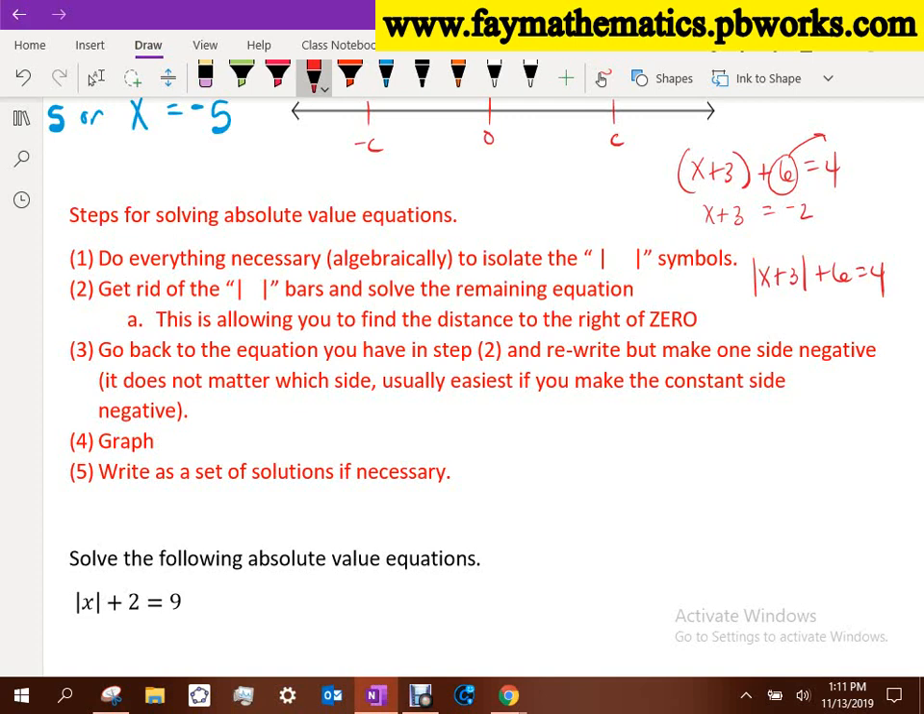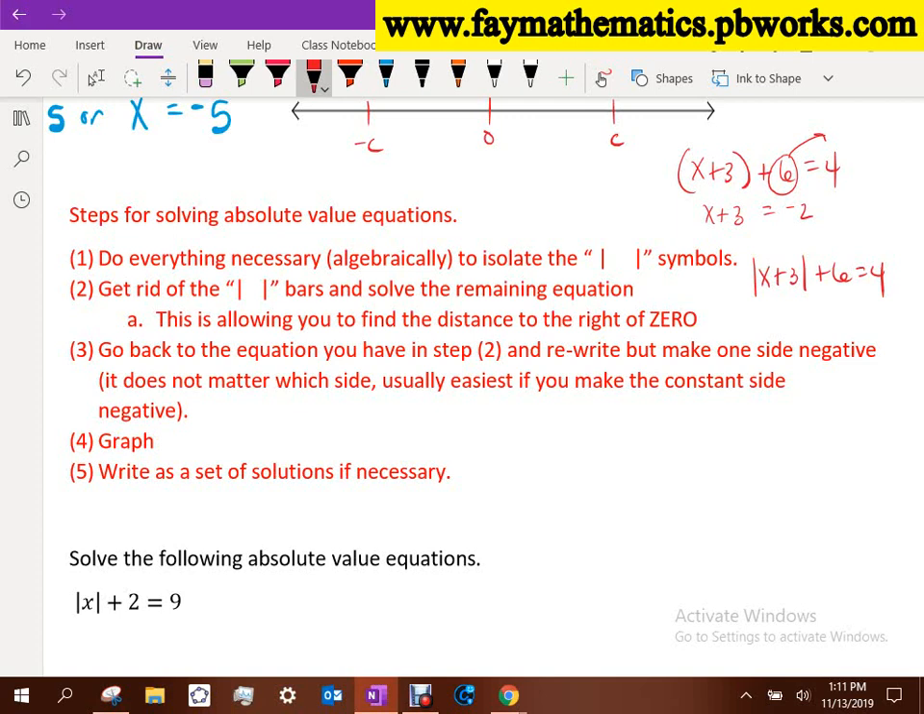Do everything necessary algebraically to isolate your absolute value symbols. So in that first step, maybe you even think about your absolute value symbols as kind of being a variable. You need to get that by itself. Or maybe it's a bubble around some part of your equation. You need to get that bubble by itself. Step 2 says, get rid of the absolute value bars and solve the remaining equation.